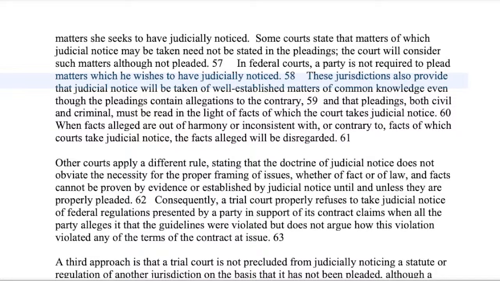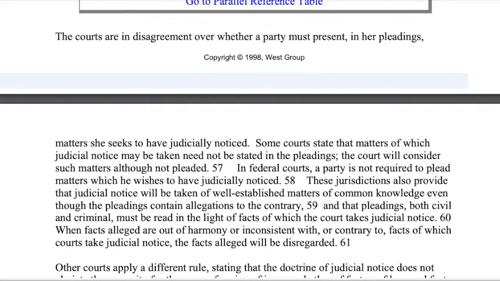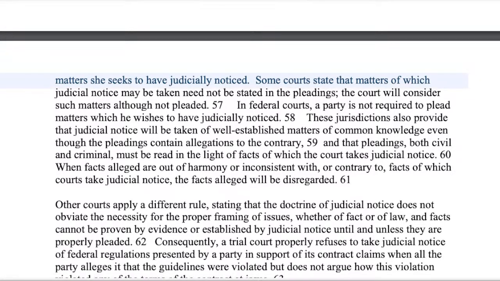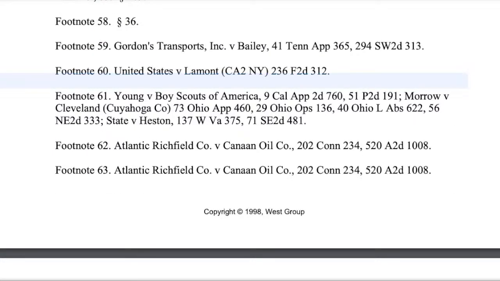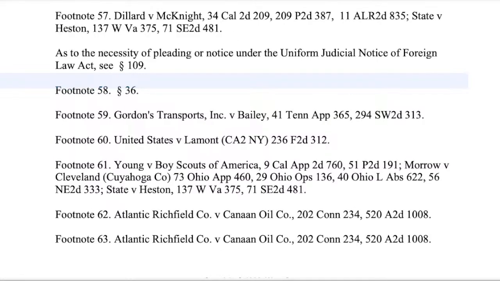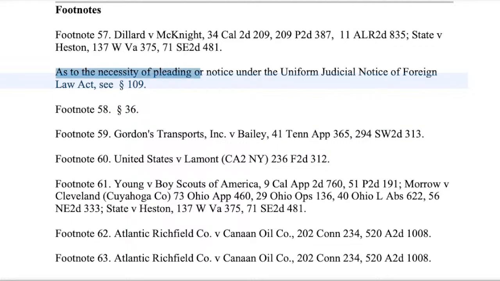All right, let's see here. I need to see this one here. Footnote 57 is the only one then, huh? Dillard versus McKnight. Okay, West Virginia. As to the necessity of pleading or notice under the Uniform Judicial Notice of Foreign Law Act. Oh, gosh. Okay, so if you're doing anything under the Uniform Judicial Notice of Foreign Law Act, that would be in Section 109. We don't intend to get there tonight.